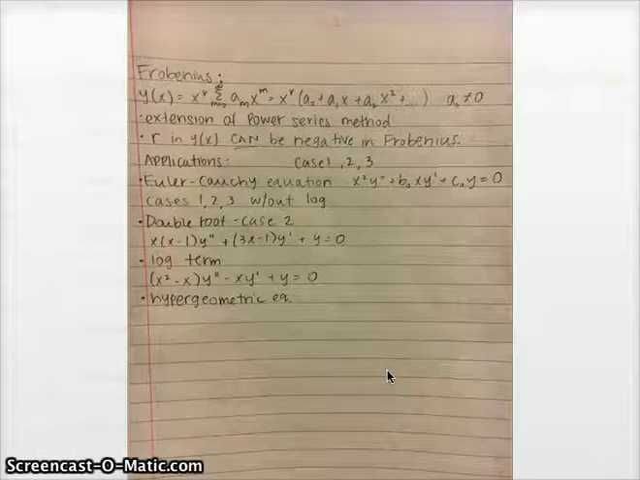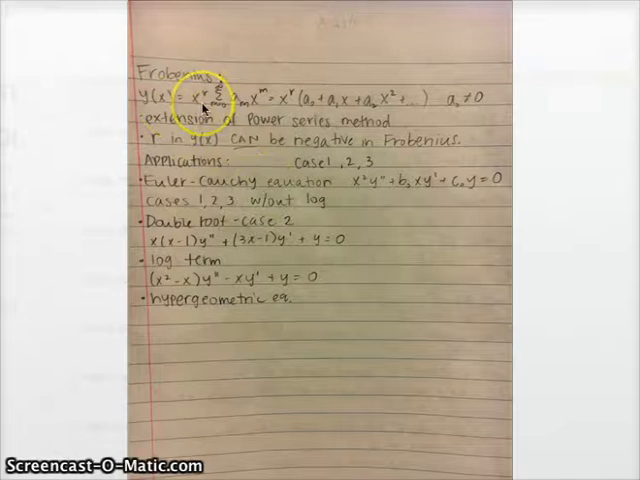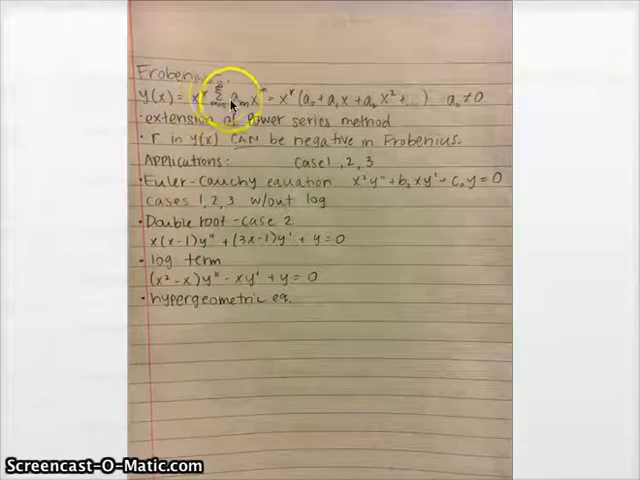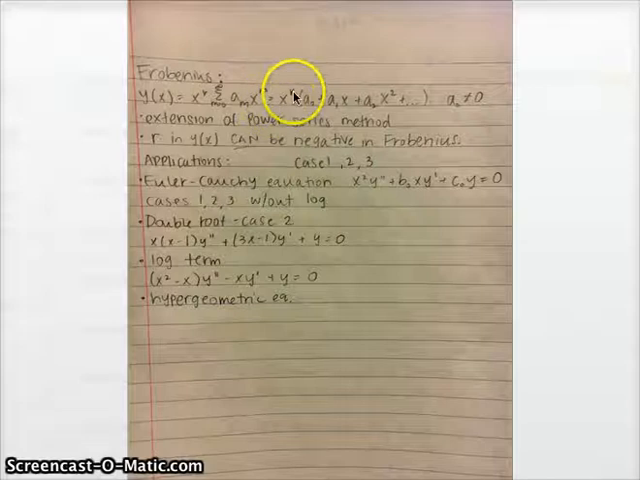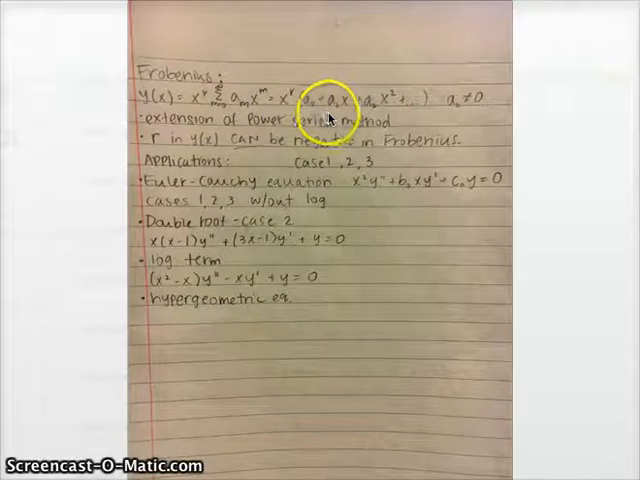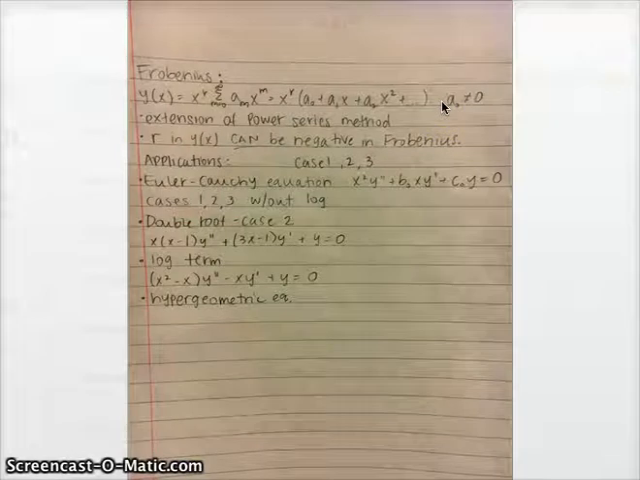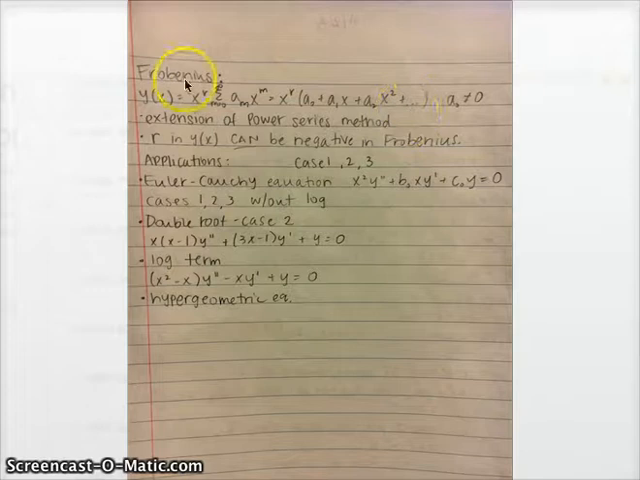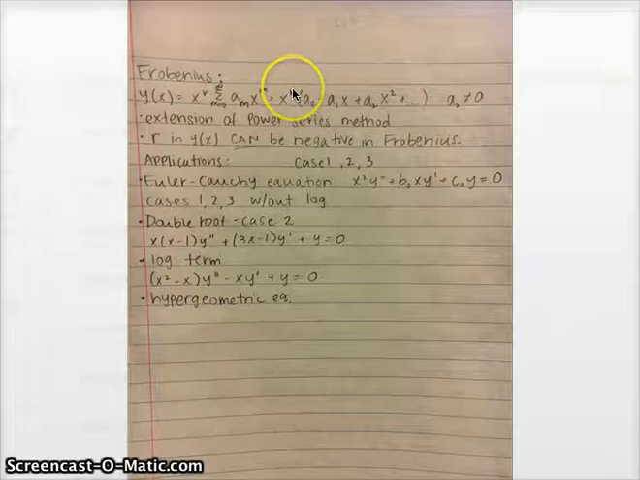Alright, so the Frobenius method is of this form right here: y of x equals x to the r times the sum of a_m x to the m, which equals x to the r times (a0 plus a1x plus a2x squared, and so on). So it's just like the power series, but it is an extension. The main difference in the actual form is the r right here, the x to the r term. In the power series method, the r can't be negative, but it can be in the Frobenius method.